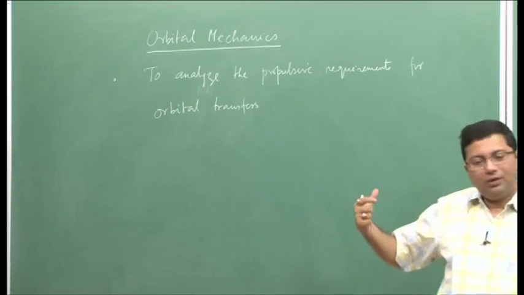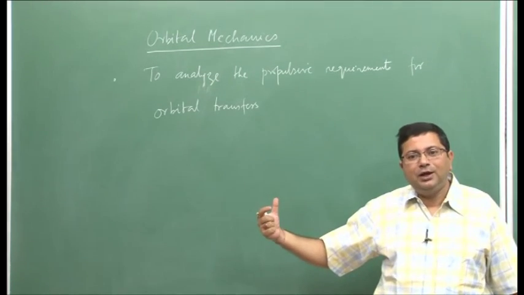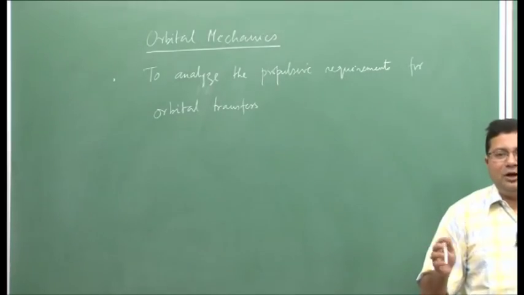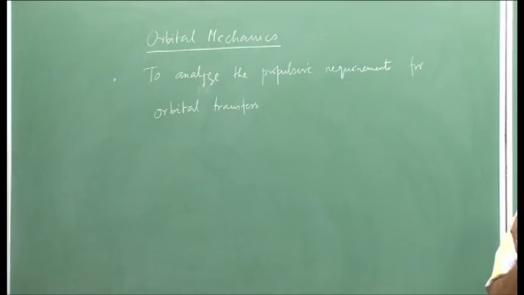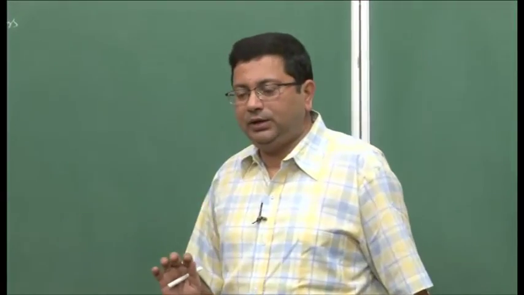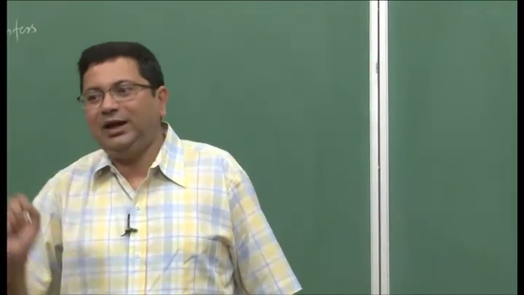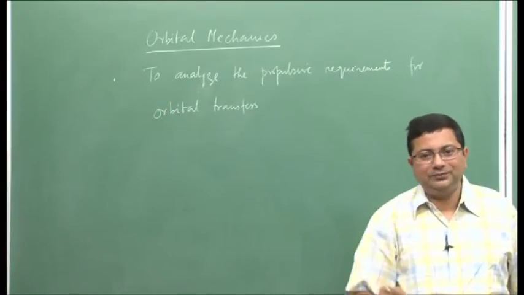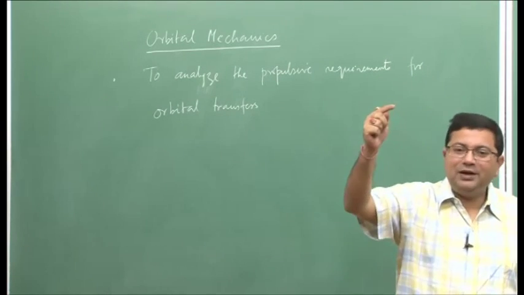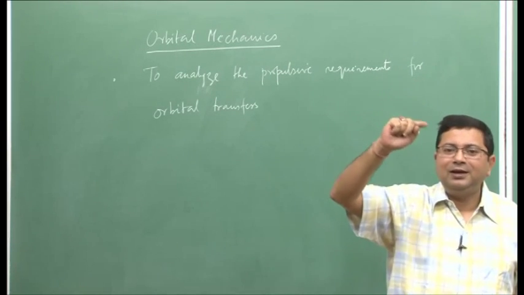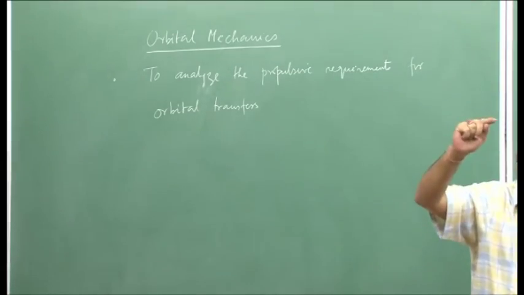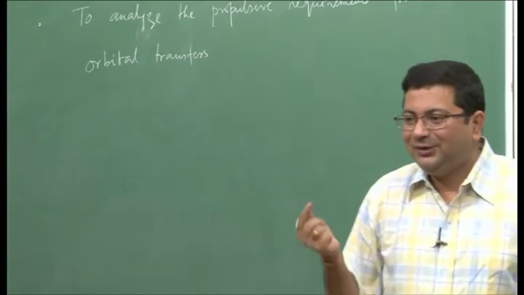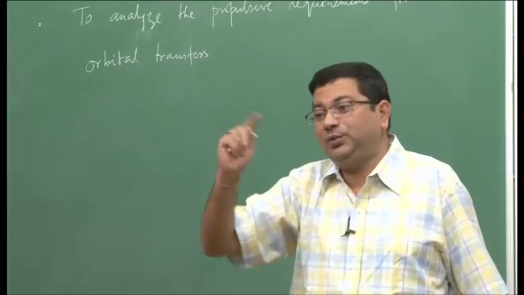And all this maneuver essentially depends on how much velocity increment we are giving. The point is, if it is in one orbit, in order to stay in that orbit, it has to move with a certain velocity. When it has to go to some other orbit at a certain other distance, it has to move with some other velocity. So, now this velocity change needs to be provided.